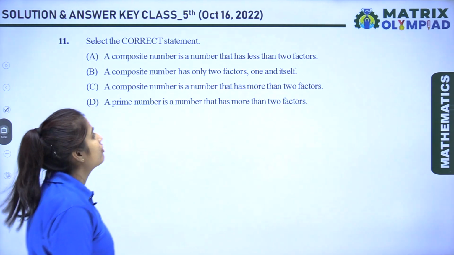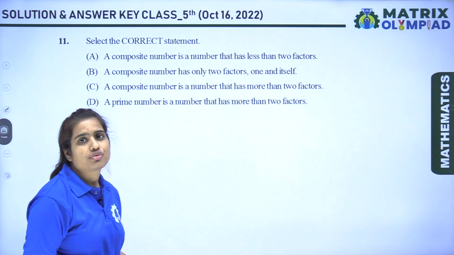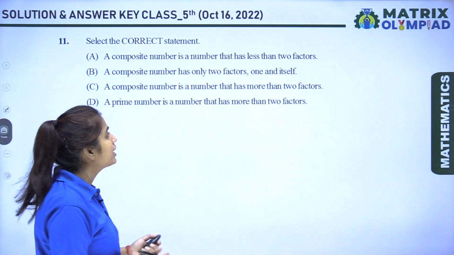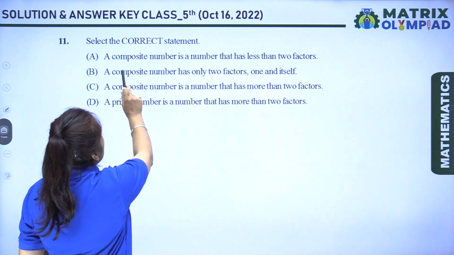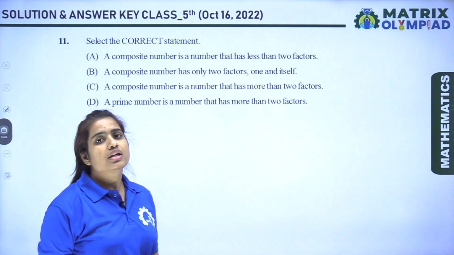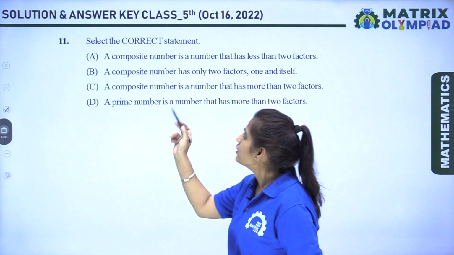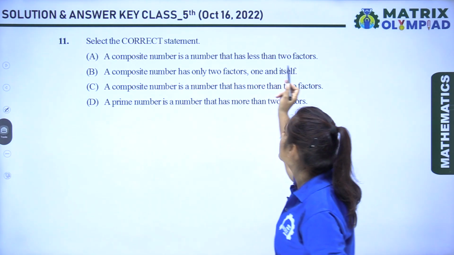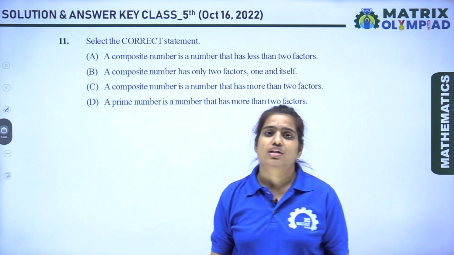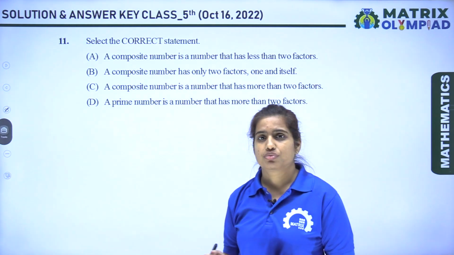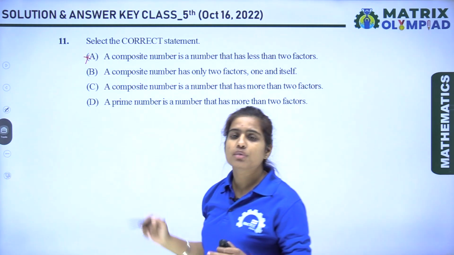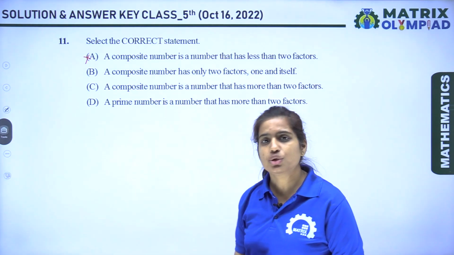In this 11th question, we have to select the correct statement out of these 4 statements. Let's begin with the first option. A composite number is a number that has less than 2 factors. Is this true for a composite number? No. We know that a composite number always has more than 2 factors. So the first option is incorrect because composite numbers are the numbers which have more than 2 factors.